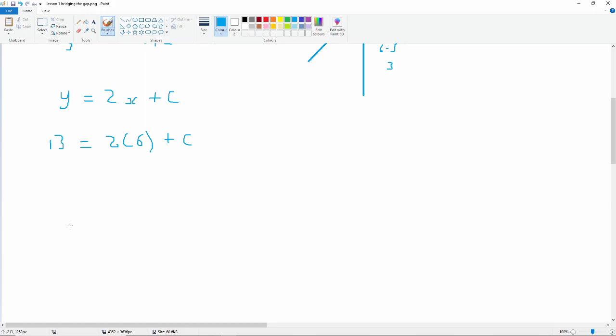Okay, well 2 times 6 is 12. So 13 is equal to 12 plus c. Should be obvious now, c is 1, but we'll go through the motions. 13 minus 12 is equal to c, 1 is equal to c, and by the principle of equivalence, c is equal to 1. Okay, so we've got our equation as y equals 2x plus 1. Nice and straightforward. Hopefully that wasn't new to anybody.